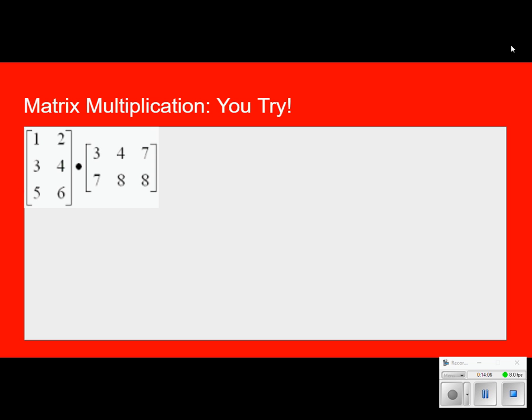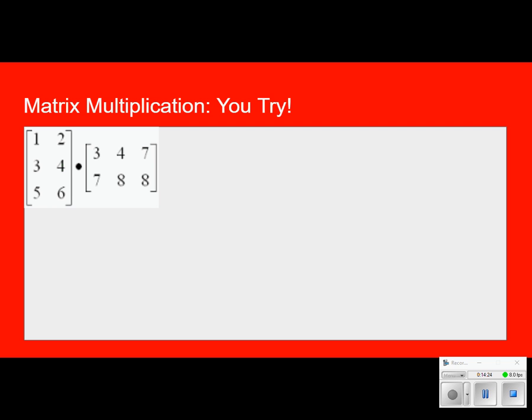All right, so why don't you try this one? Check to make sure: can you multiply them? And then try to figure out the size of the answer, and see if you can work this out. Pause the video.